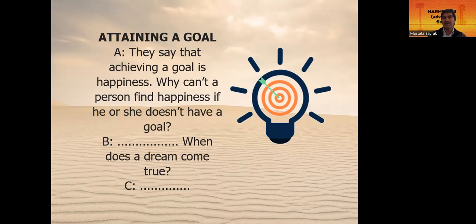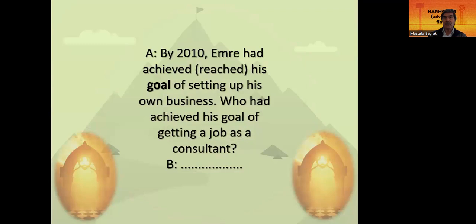Why can't a person find happiness if he or she doesn't have a goal? Because he or she cannot taste that result of the goal. When does a dream come true? If we try to do our best to attain a goal, then our dream comes true. Our goal comes true. Our dream actualizes. By 2010, Emre had achieved or reached his goal of setting up his own business. Who had achieved his goal of getting a job as a consultant?